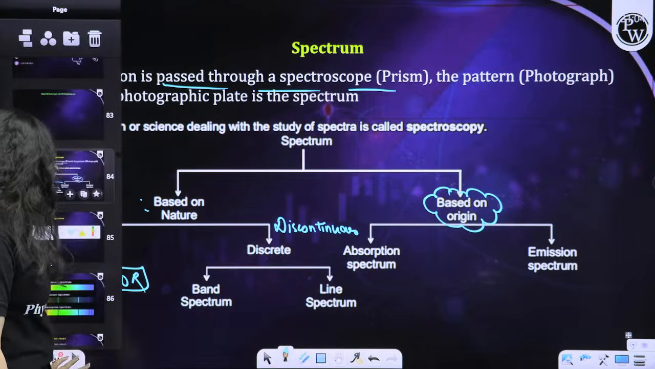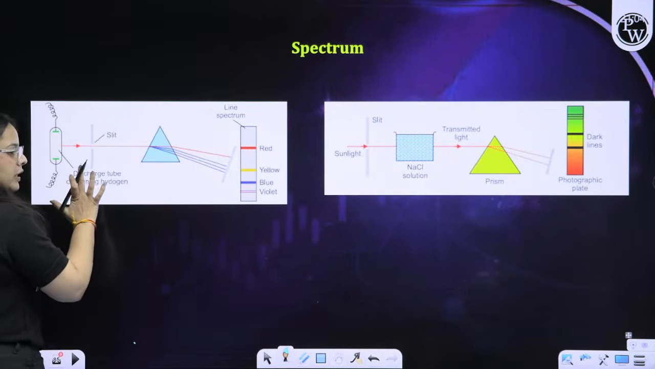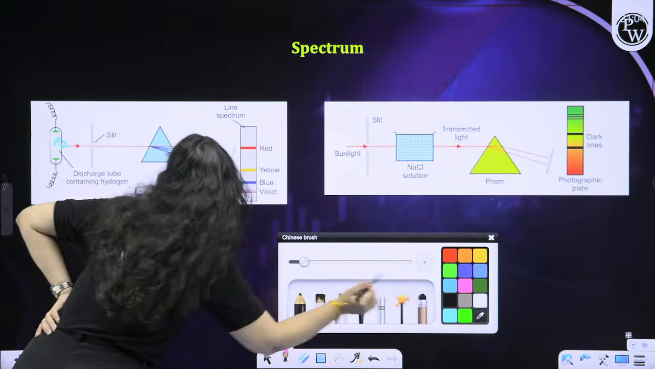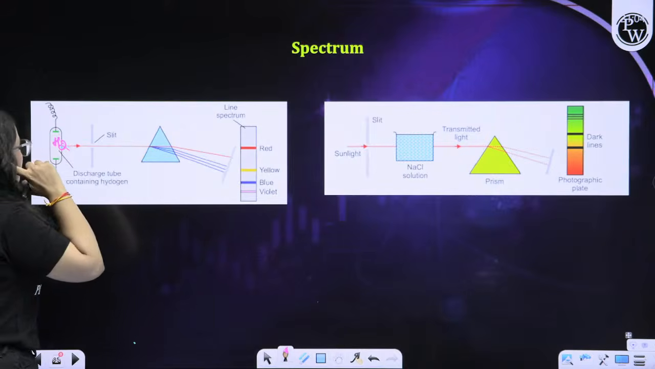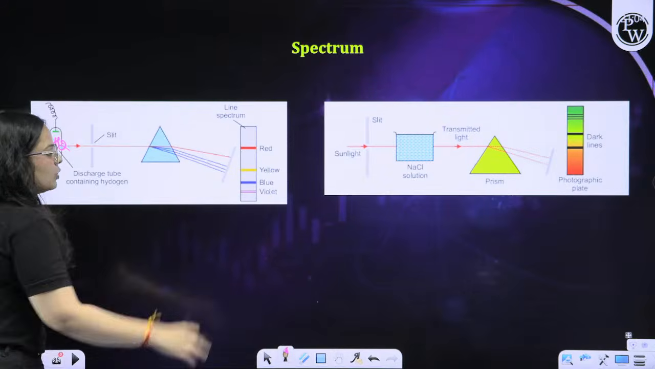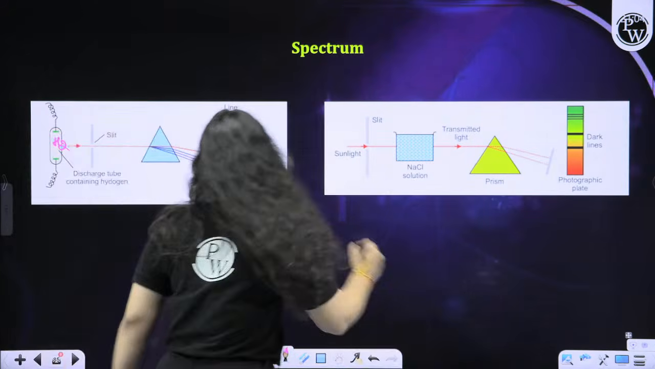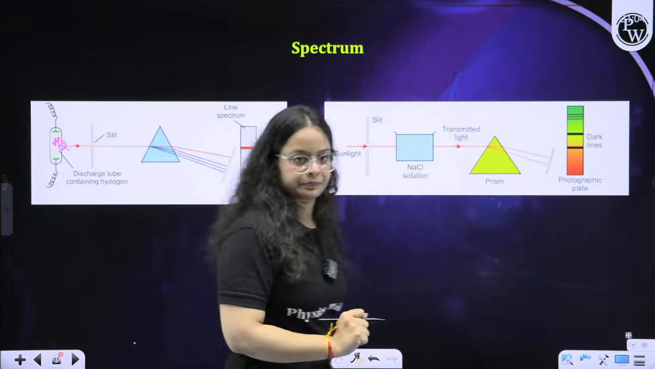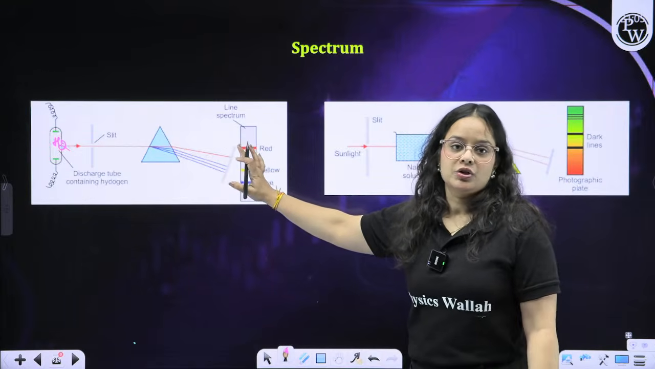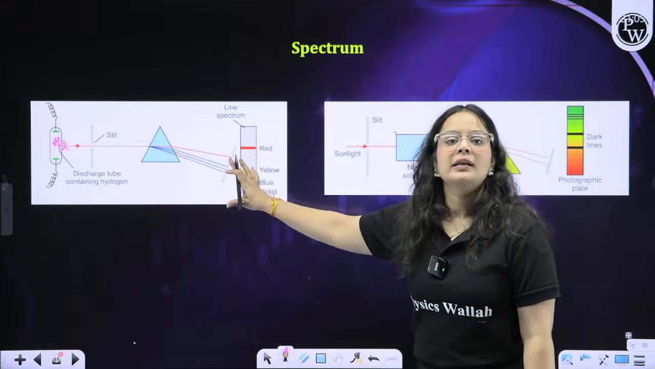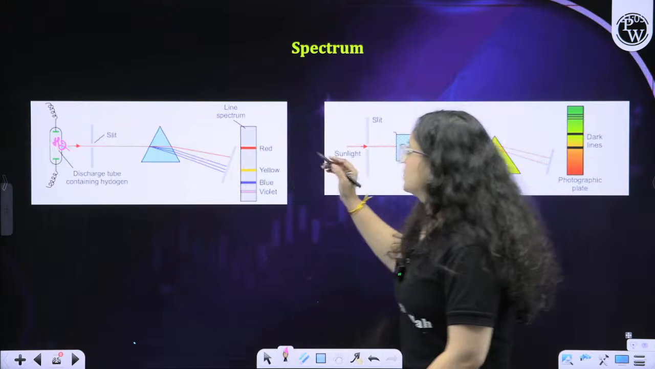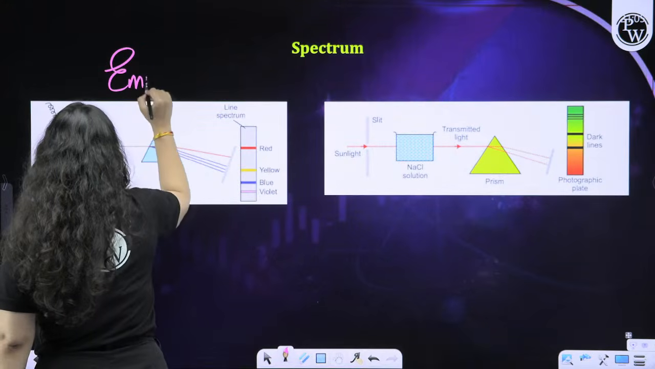Let me show you how. Have a look, beta, at this structure. This is hydrogen gas present inside the discharge tube. You pass its radiations through the slit to the prism, and the prism splits them and creates the spectrum form. This is the spectrum I'm getting. So this hydrogen gas is emitting the radiation. That is the emission spectrum. It is emitting itself. So this one is the emission spectrum.